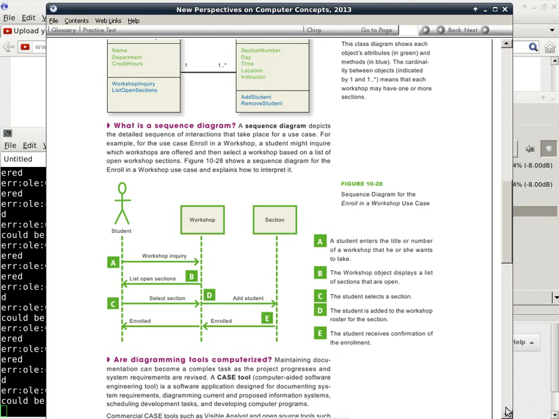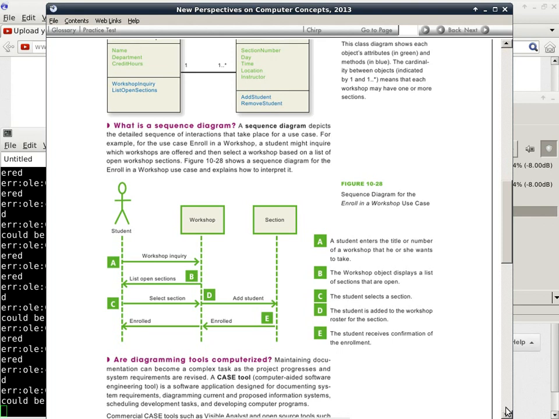And after this operation is successful, you will report back to the workshop that this student is enrolled in that particular section, and then the workshop can also report back to the student that the student is enrolled in this workshop. So it's a particular use of the system recorded in a timeline. It is still a timeline. Time is flowing from top to bottom. And then you have all these different components that can interact, and you can see the interaction of these. It's basically a reminder of how the system can be used.